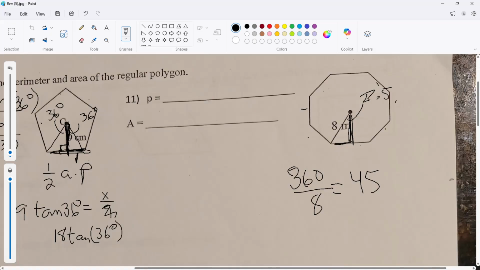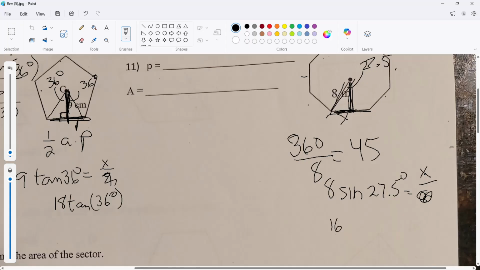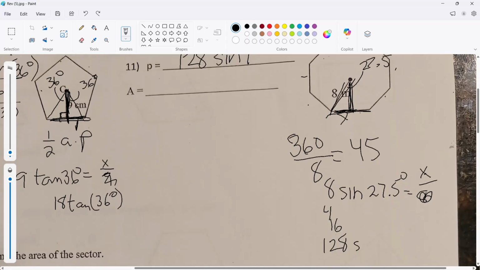So let me check on this. I know I have the hypotenuse, so I have to use sine. Sine of 22.5 degrees equals opposite, I'll call that x, over 8. So x is 8 sine 22.5, and the whole side is twice that, 16 sine 22.5. But there are 8 of them. So what is 8 times 16? 128 sine 22.5 degrees.